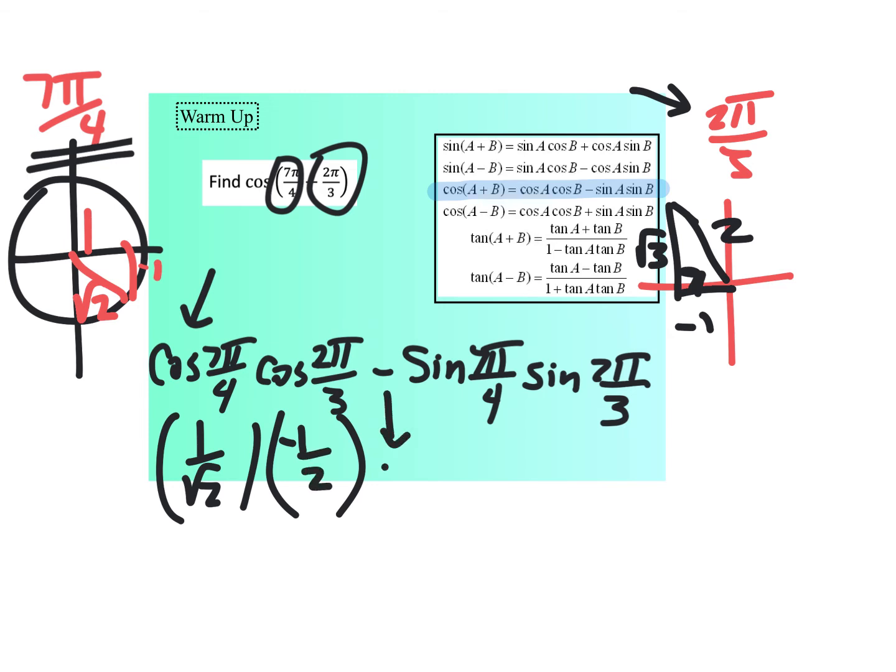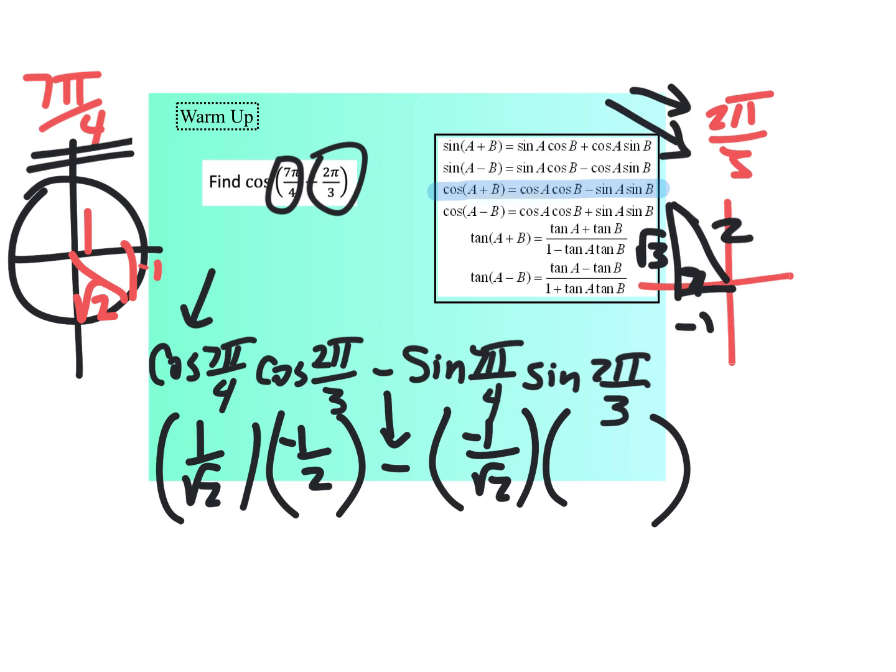Minus coming down here, sine of 7 pi over 4. Sine is opposite over hypotenuse, -1 over root 2. And sine of the 2 pi over 3, which is this one. Sine in there, opposite over hypotenuse, root 3 over 2. Now, I've done a lot of these, so I can just kind of see this, but I'm going to try to make it more clear.